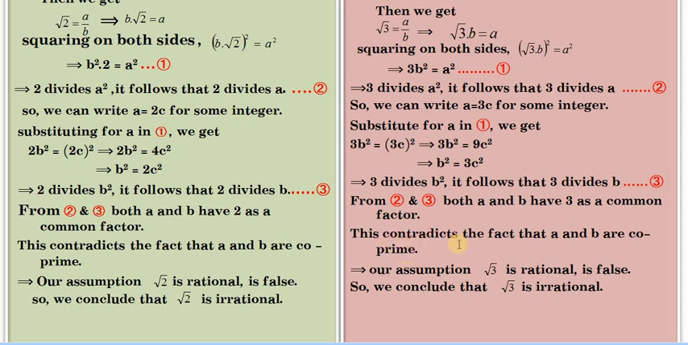So this contradiction statement, how did you get it? Because our assumption is root 3 is rational, that we have taken, and we are getting this contradiction. So this assumption is false. So when root 3 is rational is false, then what should it be? It should be irrational. So we conclude that root 3 is irrational. Okay.